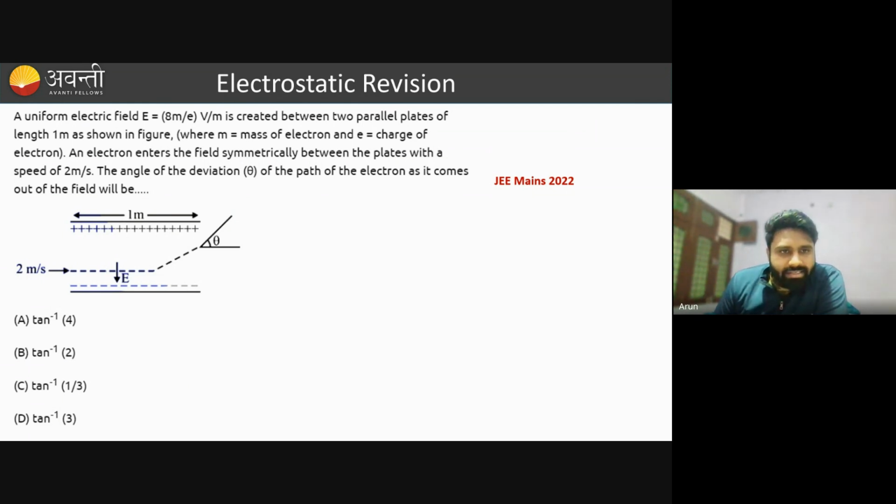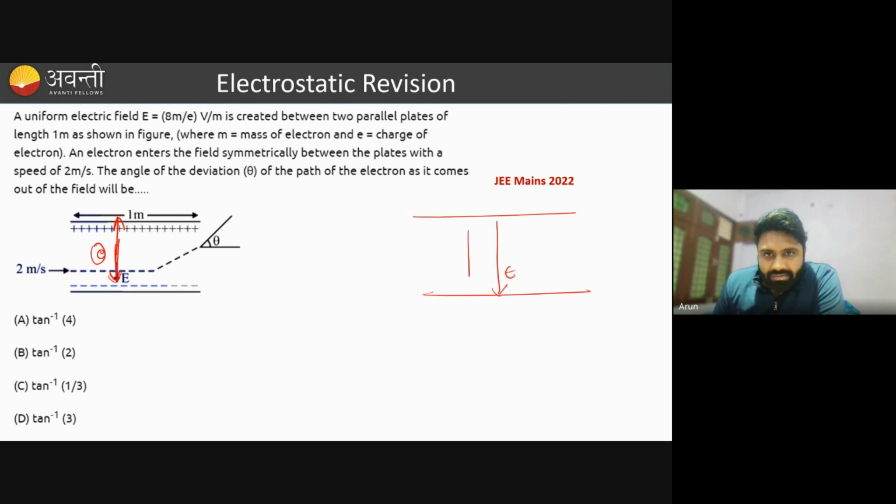So we have two plates here. The direction of electric field is in this direction. We know that the electron will experience a force opposite to the direction of the electric field. So this is the direction of the electric field, and this is the direction of the force experienced by this electron. We know that the force experienced by this electron is nothing but q times E. The magnitude of charge is e, and capital E is the electric field.